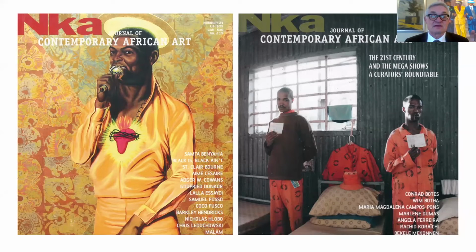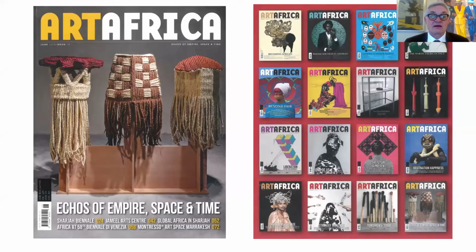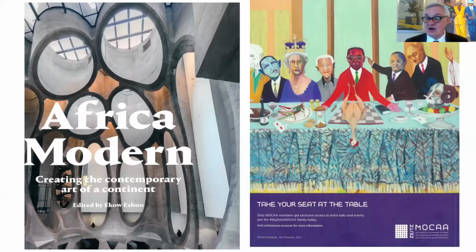The next one, for example, is Art Africa locally, and I'm just showing you the covers of some of the issues. The next one shows the art museums dedicated specifically to contemporary art from the continent, apart from Zeitz MOCAA that you can see on the left, and one of the recent exhibitions on the art of Namibia. There's also a Museum of Contemporary African Art in Cairo.